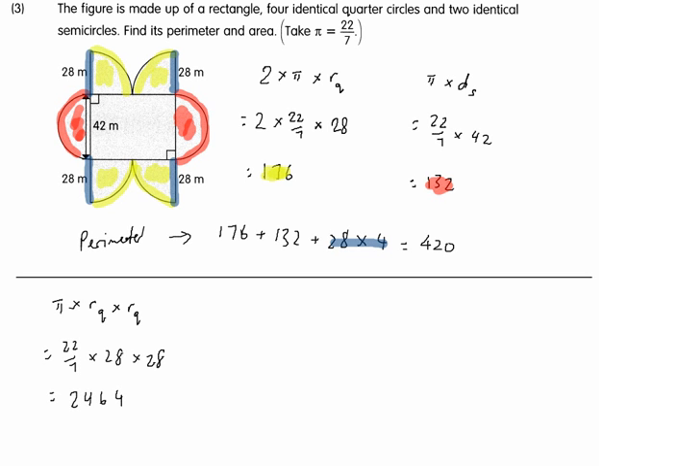So, Vikram, tell me what's the formula? Pi times r for the semicircle, right? Times r for a semicircle. So, pi is how much, Vikram? 22 over 7. What about the radius of the semicircle, Xuan Wei? 42.